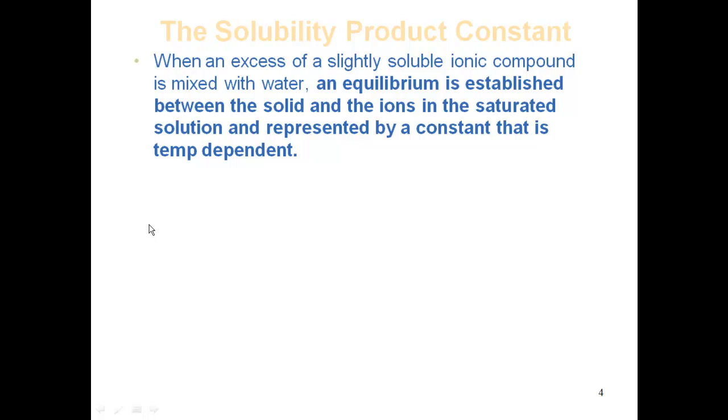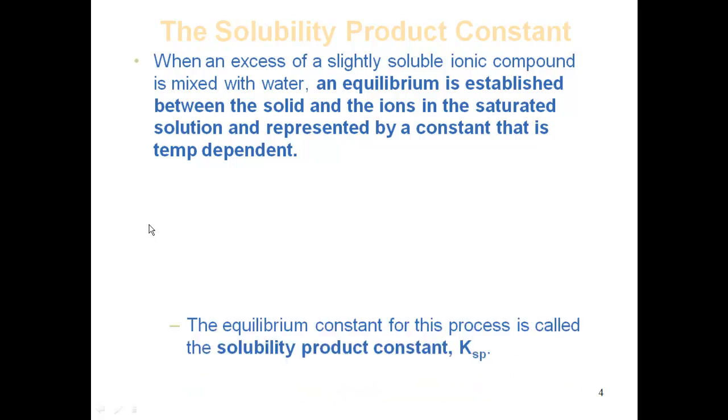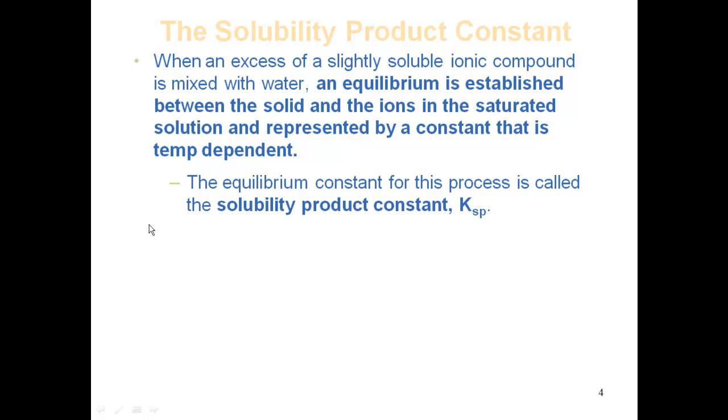When an excess of a slightly soluble ionic compound is mixed with water, an equilibrium is established between that solid and the ions in the saturated solution, and is represented by a constant that is temperature dependent. The equilibrium constant for this process is referred to as the solubility product constant, or KSP.